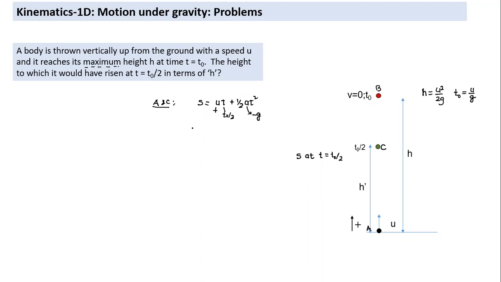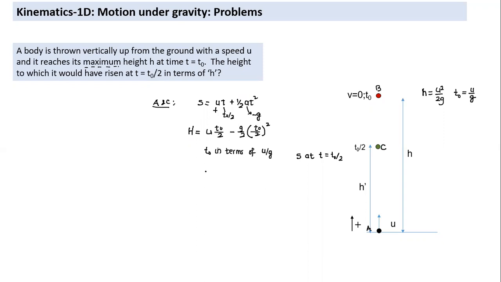So I could calculate. What do you get here? This s will come as h dash. h dash will be u into t naught by 2, and since g is minus, I take the minus sign out. It is equal to minus g by 2 into the square of the time, which is t naught by 2 squared. So what you get here, I want to get the answer in terms of h, but it's coming in terms of t naught. In place of t naught, I can substitute u by g. So I can substitute t naught in terms of u by g.